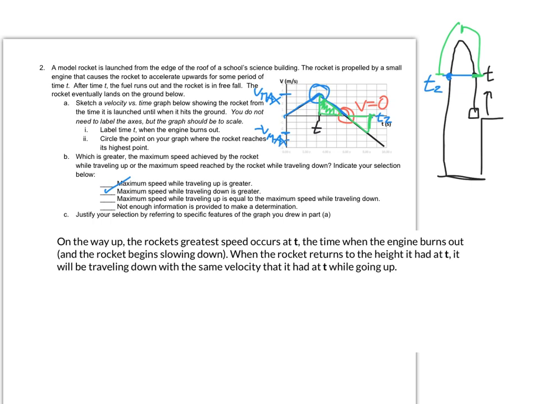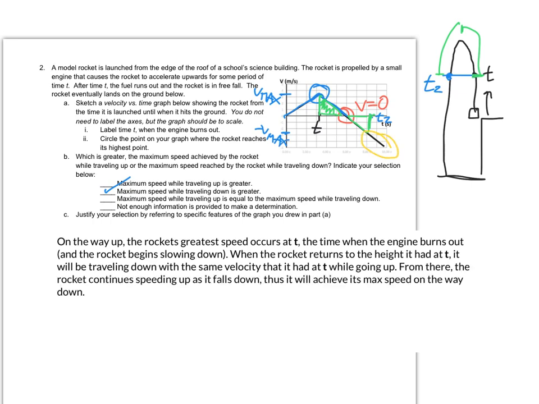But we notice that this line then continues to go down, as our rocket continues speeding up on the way down, and therefore right before it hits the ground it'll be traveling faster than it was traveling here, and that means that we achieve our maximum speed on the way down as opposed to on the way up.